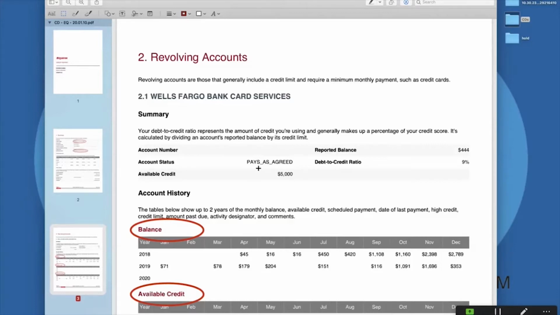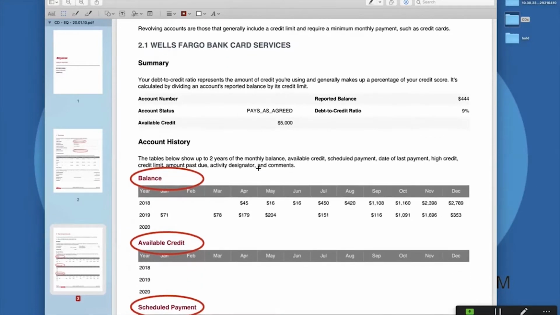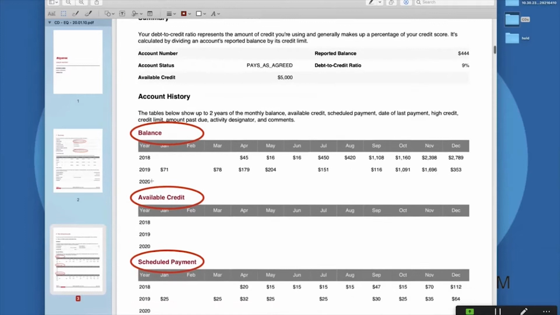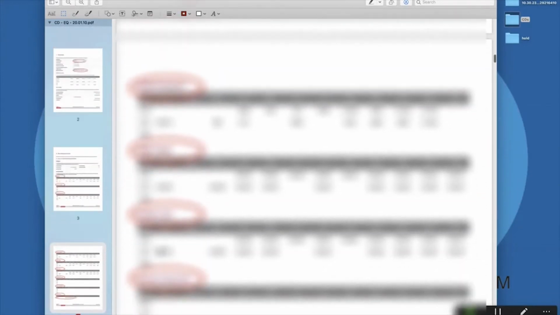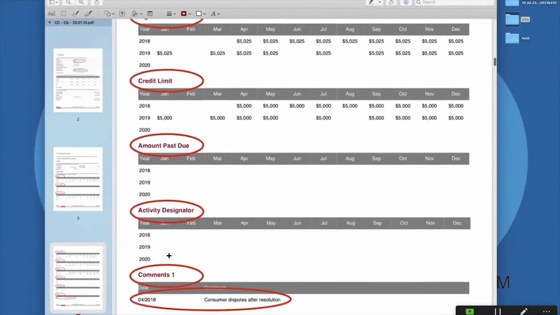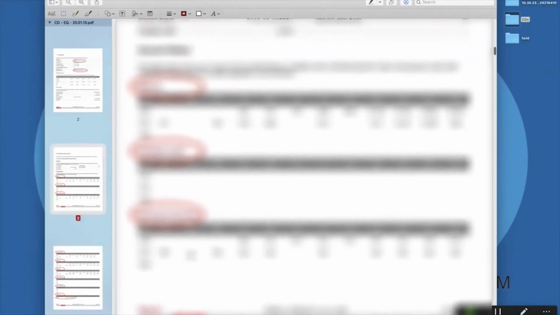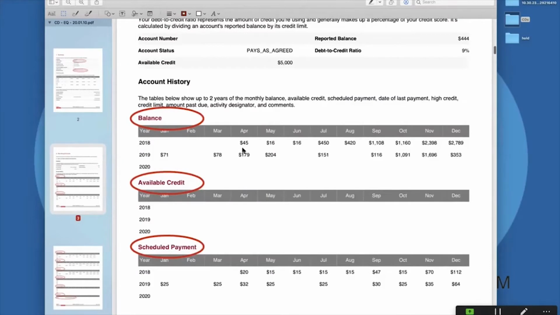It's that 9%. So now what they're measuring, now this is important. This is where your 24-month look back period comes into play. Notice it goes through balance, available credit, scheduled payment, actual payment, high credit, credit limit, past due, activity designator, and comment. Let's go through each one of these. Now, the balance, it says, is in April. This is at the time of reporting. This is where your reporting date comes into play, as we've discussed in previous episodes.